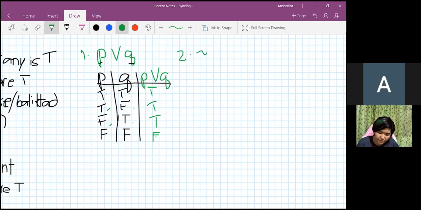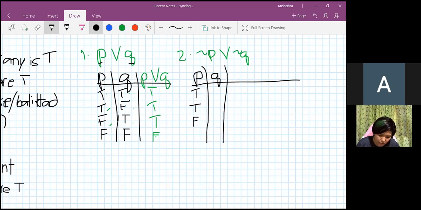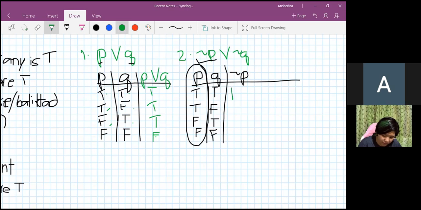We have not P or not Q. How do we do this? I hope that you were able to analyze how to do this. First, we need P and we need Q. We already know, true, true, false, false, true, false, true, false. And then we need not P. So, let's find not P first, since it's the opposite of P. So, we have false, false, true, true.